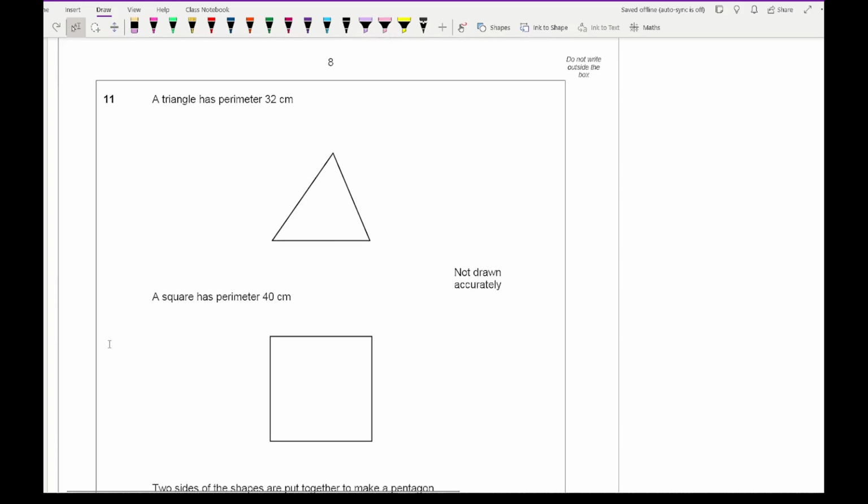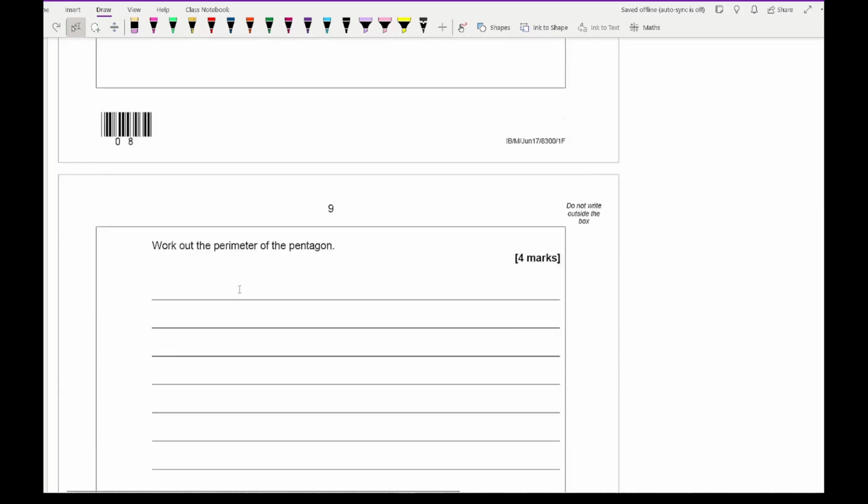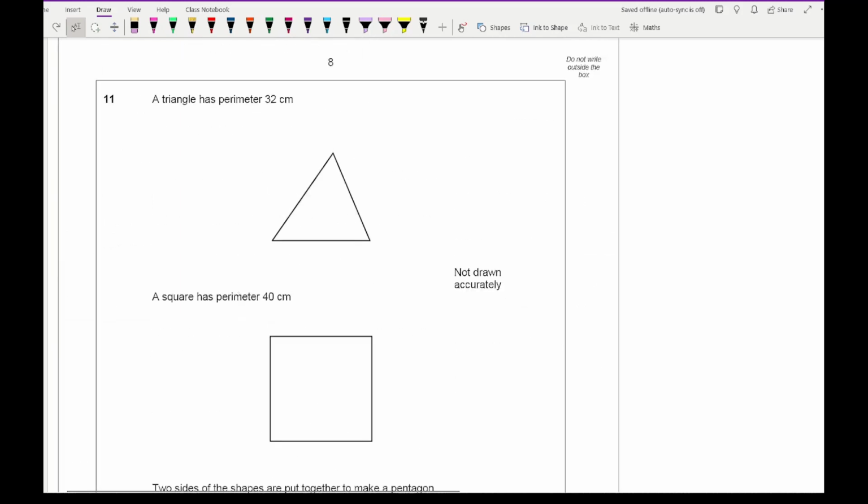Moving on to question 11, it says the triangle has a perimeter of 32 centimeters. The square has a perimeter of 40 centimeters. The two shapes are put together to make a pentagon. The question's asking work out the perimeter of the pentagon. So looking at these two shapes, let's have a look at the square first. The perimeter is 40, so each side is going to be 40 divided by 4, which is 10. Now I then know that this triangle here is going to have a base of 10, and that this side plus this side plus the 10 needs to add up to 32. 32 take away 10, divide that by 2 equals 11. That means these two sides are 11.